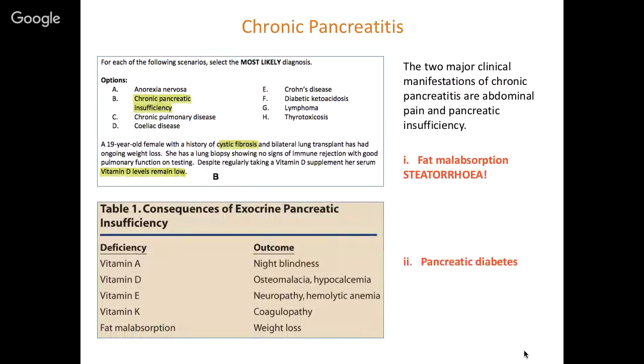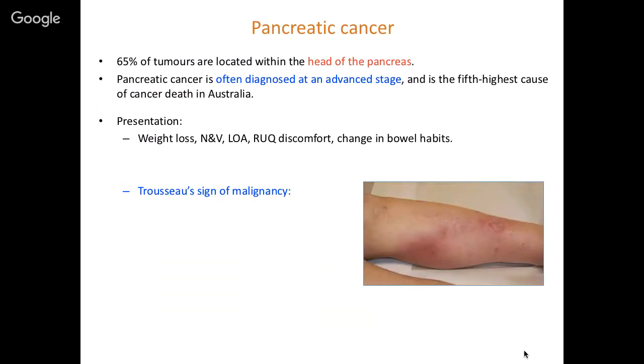All good? Awesome. All right, just a few key points for pancreatic cancer. Most of them, about 2/3, are located within the head of the pancreas, which is clinically significant because it can lead to an obstructive jaundice, an extramural cause of jaundice, from that compression. It's often diagnosed at a very advanced stage. So when someone has pancreatic cancer, it's generally a very poor prognosis.